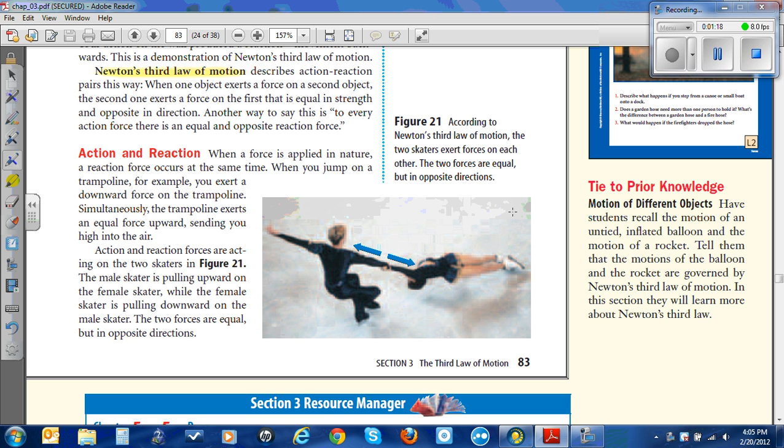Action and reaction forces are acting on the two skaters in Figure 21. The male skater is pulling upward on the female skater, while the female skater is pulling downward on the male skater. The two forces are equal, but in opposite directions.